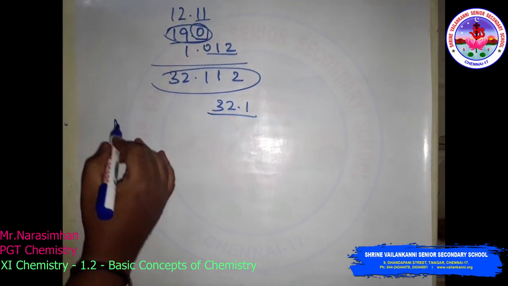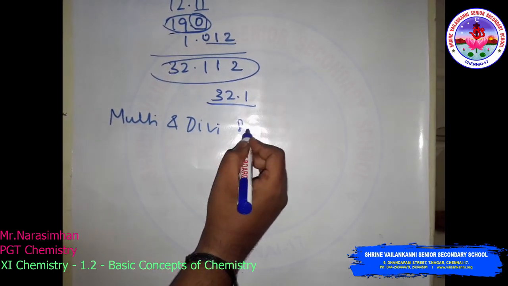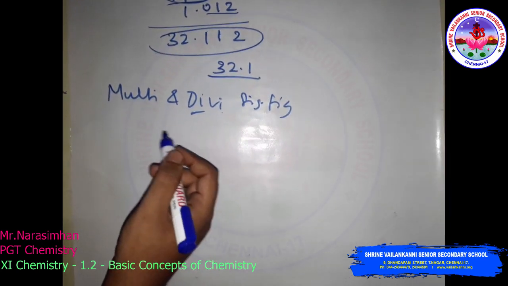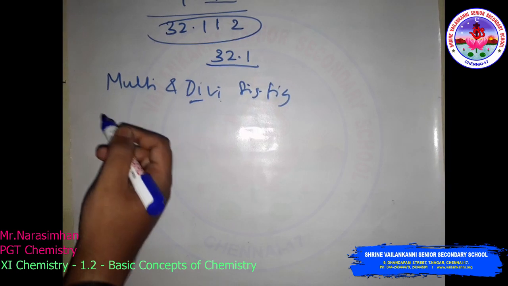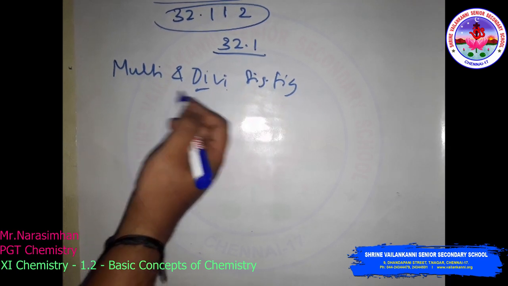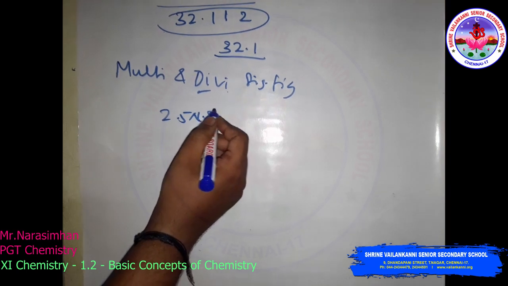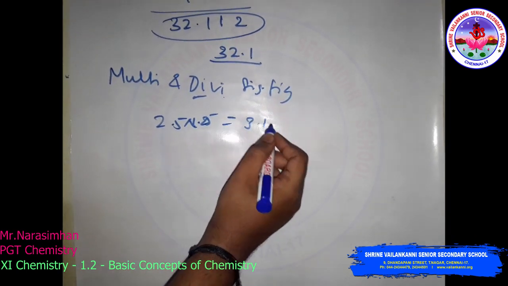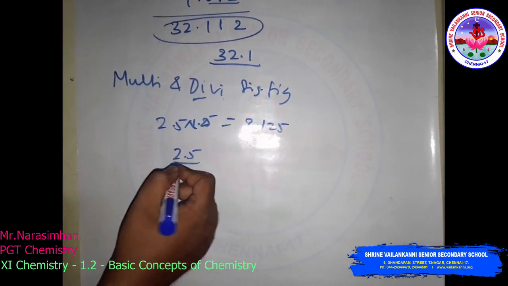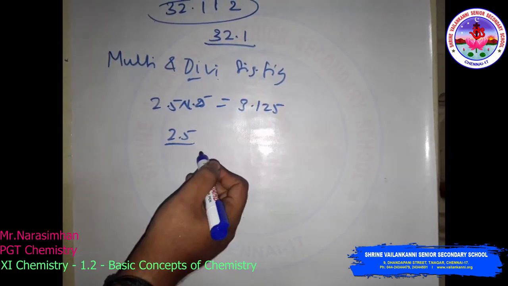Then multiplication and division significant figures. Here the result must be reported so that in these operations you report no more significant figures than are there in the measurement with the fewest significant figures. Like this, 2.5 into 1.25, just you have to write 3.125. Since this 2.5 has 2 significant figures, the result should not have more than 2 significant figures.